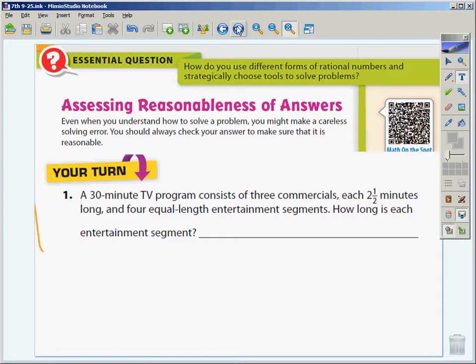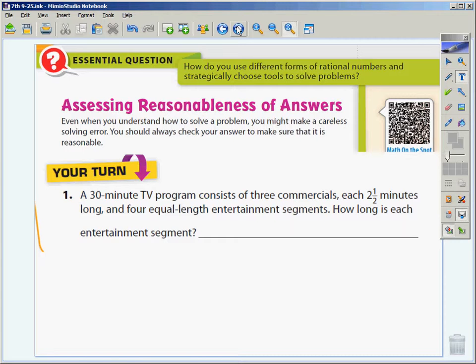The essential question: how do you use different forms of rational numbers and strategically choose tools to solve the problems? Well, there are a lot of different tools that you could use. You could use a ruler, a protractor, a compass. A calculator is a tool, and I'm going to allow you to use those today.